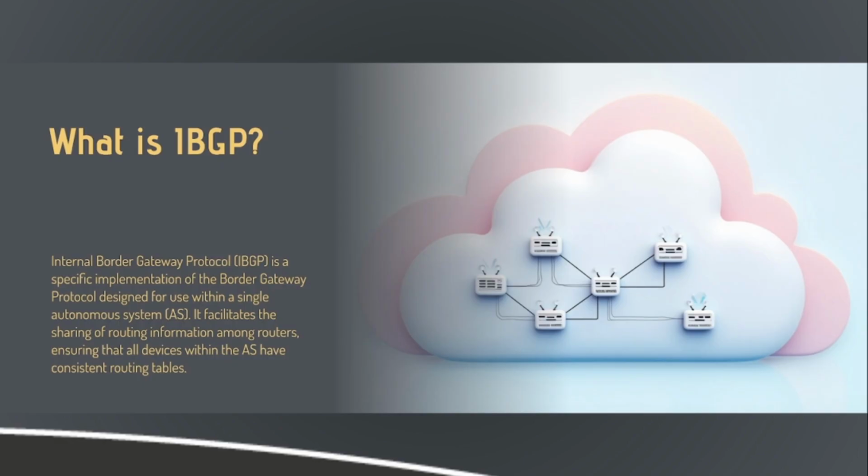So what is IBGP? That is internal BGP. It is a specific implementation of the BGP protocol designed for use within a single autonomous system. It facilitates the sharing of routing information among routers, and it ensures that inside a company A, there is an IBGP. So inside company A, the internal BGP is running, and inside that AS you have routers residing, and they're configured with IBGP.